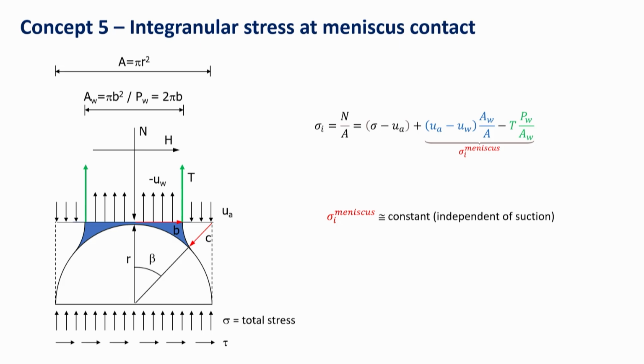So you have clearly a component associated with the total stress, and then you have two components associated with the presence of the meniscus: the negative pressure in blue multiplied by the area where the blue water is, plus the surface tension along the perimeter. So both components are contributing in the same way by creating a compression to the grain. So the surface tension and the negative pressure are increasing the intergranular stress.